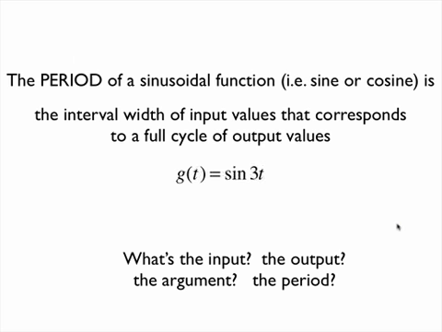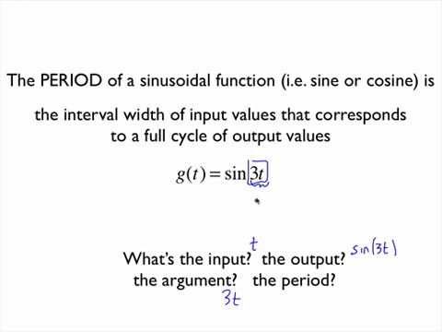Okay, so here's a different one. What's the input? The input is t. What's the output? Sine of 3t. Vertical distance above the horizontal diameter. What's the argument? 3t. Okay, so here's the key. So how does 3t need to vary for g to go through 1 cycle?